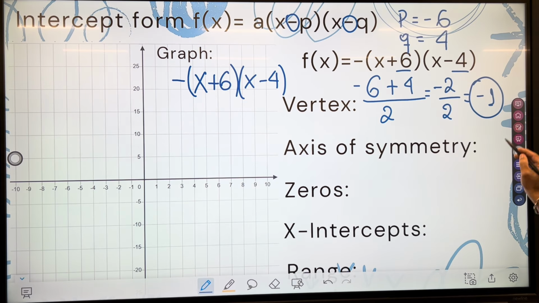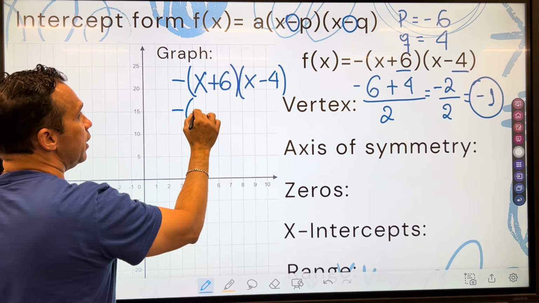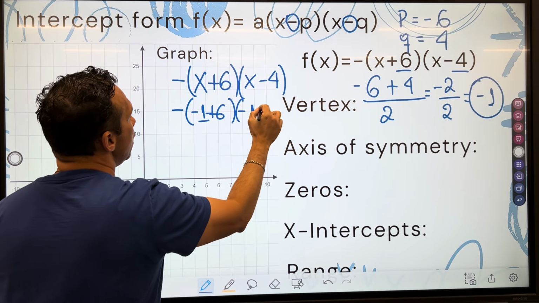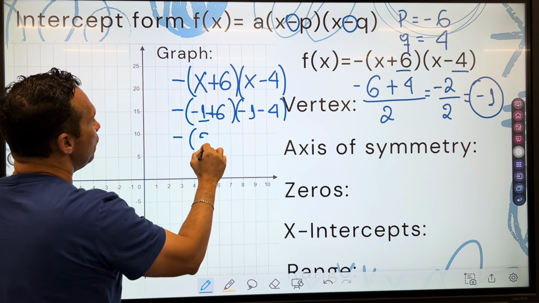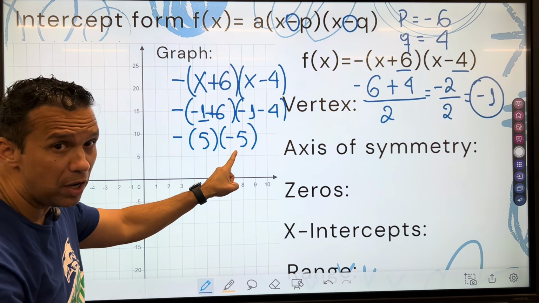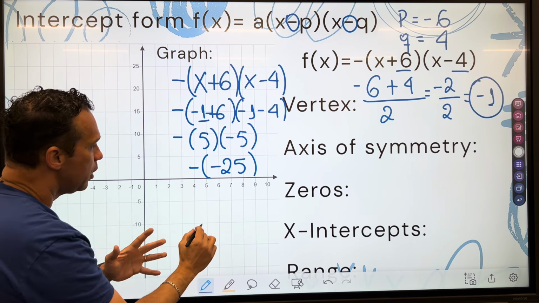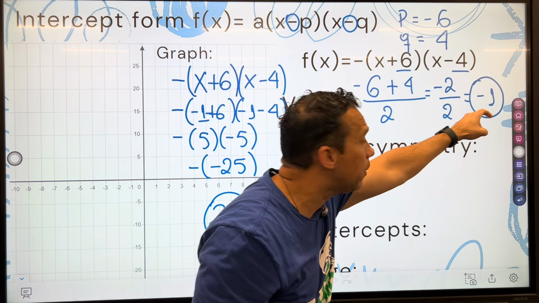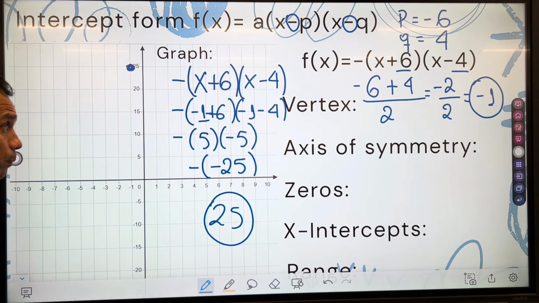How do we get the y vertex? We take this and plug it in there. So then we have -1 plus 6, and -1 minus 4. Negative. So that is going to give me a 5. This gives me a -5. If I multiply 5 times -5, -25. I'm doing this very step-by-step. So the two negatives will make a 25. So when x is -1, the y is 25. -1, 25. This is the vertex.